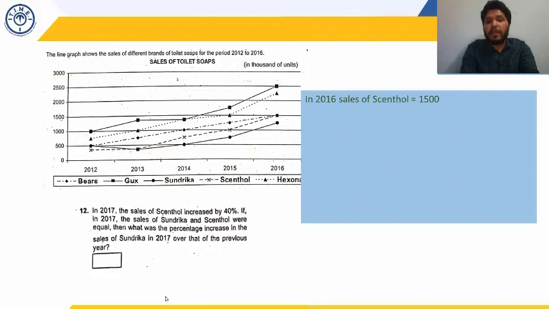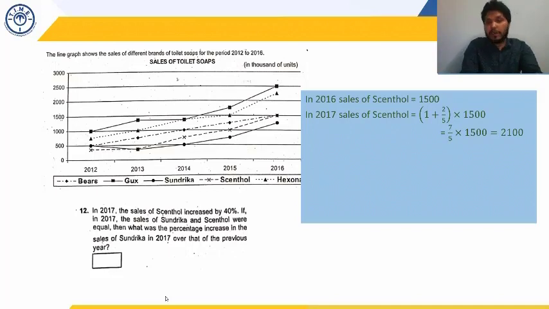If something is increased by 2 by 5, it becomes 1 plus 2 by 5 times. We have studied the multiplying factor in percentages. So the sales of Synthol in 2017 is going to be 1 plus 2 by 5 times the sales of Synthol in 2016, which is 1500. So 1 plus 2 by 5 is 7 by 5. So the sales of Synthol in 2017 is 7 by 5 times 1500, which is 2100.